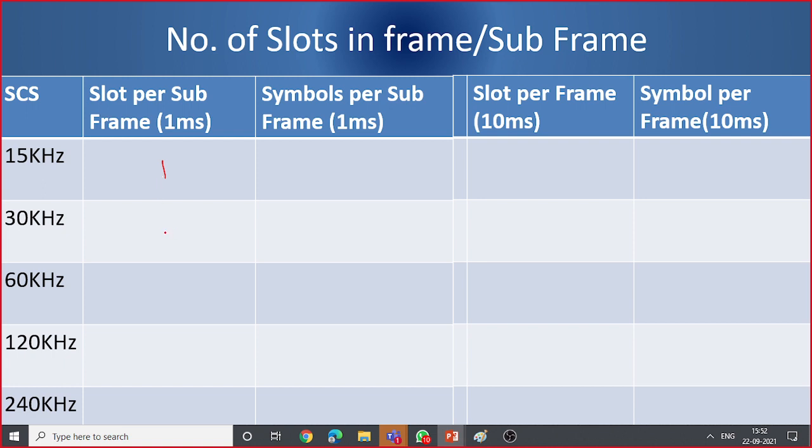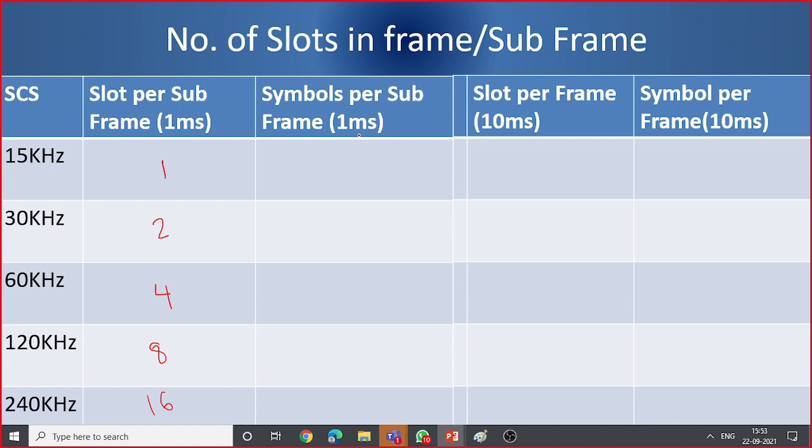So now somebody should tell me, in 30 kilohertz how many slots will I have in 1 millisecond? Nilima ma'am has said 2. Swati has said 2, Deepika 2. Everyone is saying 2 because your slot size will become half. 60 kilohertz, just write it down quickly. 4. Yes, 4. 120, 8. And 240, 16. Great. So your number of slots is doubling and doubling as you go higher in the numerology.